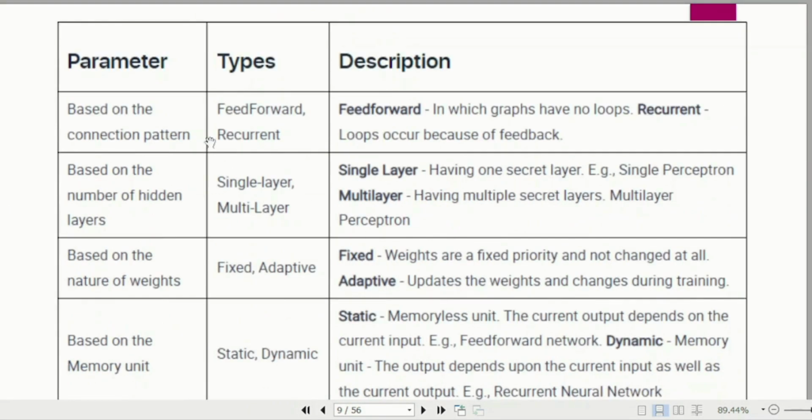here are the different parameters, or you can say the types of artificial neural networks.